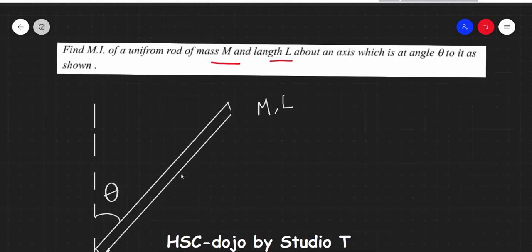So first of all, this is not any of the cases we know. So far we know the moment of inertia of a uniform rod when the axis goes along the center of mass of the rod or along one end of the rod, but this is not any of the cases. So we have to go with the trivial method to find it out.